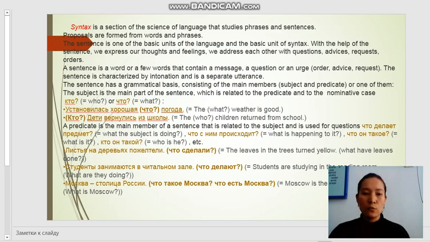A sentence is a word or a few words that contain a message, a question or an urge, order, advice, request. The sentence is characterized by intonation and a separate utterance. The sentence has a grammatical basis consisting of the main members. These are the subject and predicate, or one of them. Let's clarify what the subject and predicate are. So the subject is the main part of the sentence, which is related to the predicate and to the nominative case.